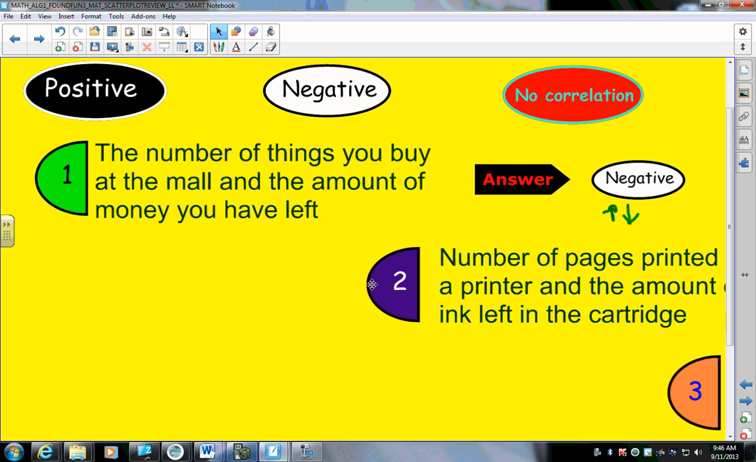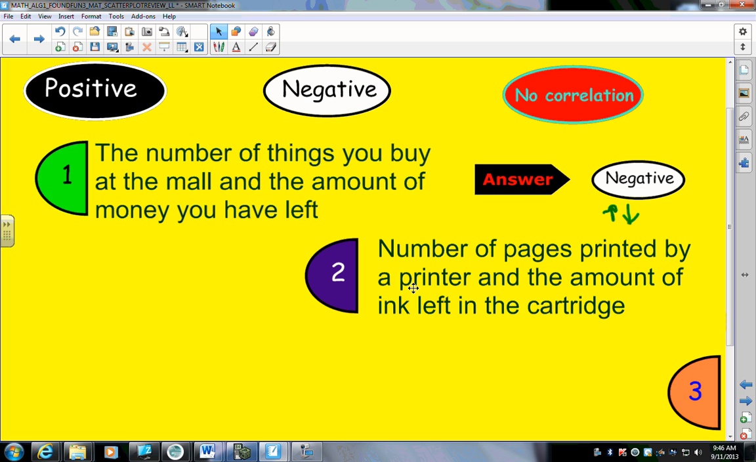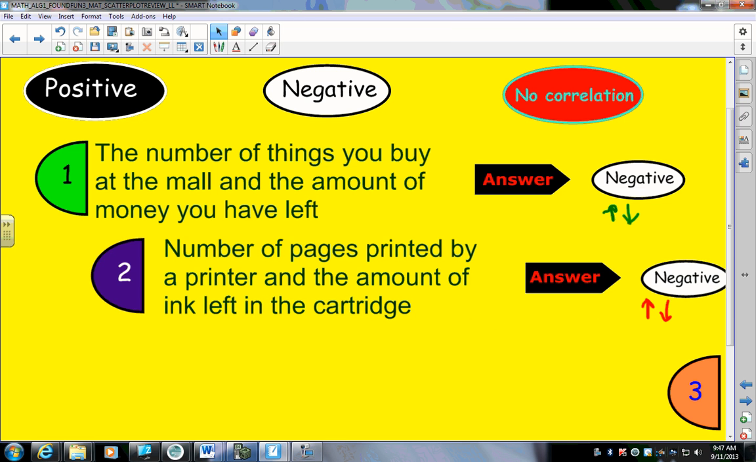Number 2, try this one. Write down what you think it is. The number of pages printed by a printer and the amount of ink left in the cartridge. Write down what you think it is, or think it in your head. So, the more you print, what happens to the ink in your cartridge? It goes down. They're going in opposite directions. That's going to be negative.